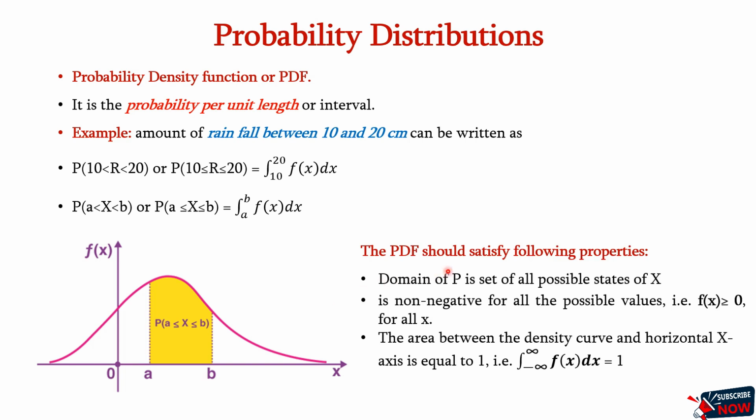The PDF should satisfy the following properties. The domain of f is the set of all possible states of X, which is similar to the PMF, and the values should be non-negative, that is f(x) should be greater than or equal to 0 for all x, and the area between the density curve and the horizontal x-axis will be equal to 1. That is, the integral of f(x) dx is equal to 1.